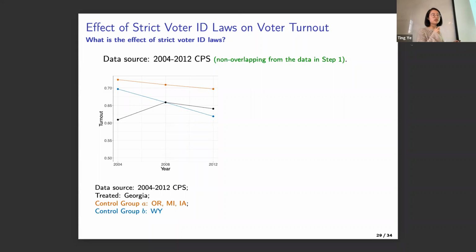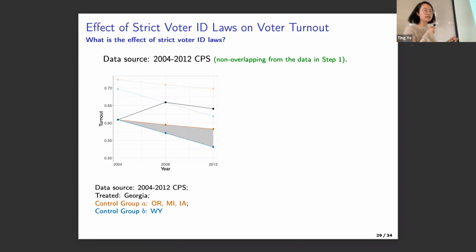So we focus on 2004 to 2012, and this is non-overlapping with the data in step 1 to mitigate the concern of using data twice. And then we can see that for the two control groups, their turnout actually decreases over this period, but for the treated group, it actually has this increase.